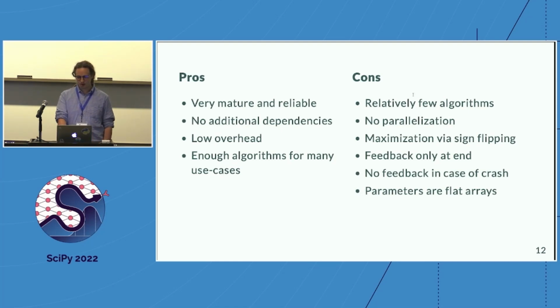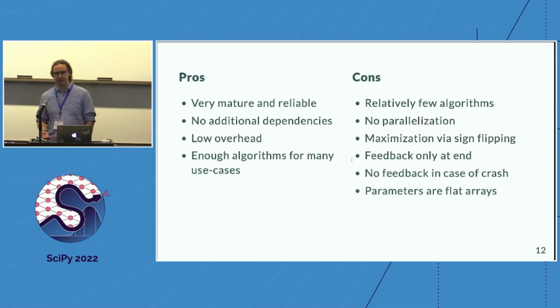However, compared to all algorithms that you find in open source packages, the selection is rather limited. You have no parallelization. For example, the optimizer might automatically calculate a numerical derivative, and this could be parallelized but isn't. Or some optimizers could evaluate the criterion function in parallel, but don't. Maximization is done via sign flipping, which is just a bit cumbersome and can lead to errors if you forget to flip the sign back.